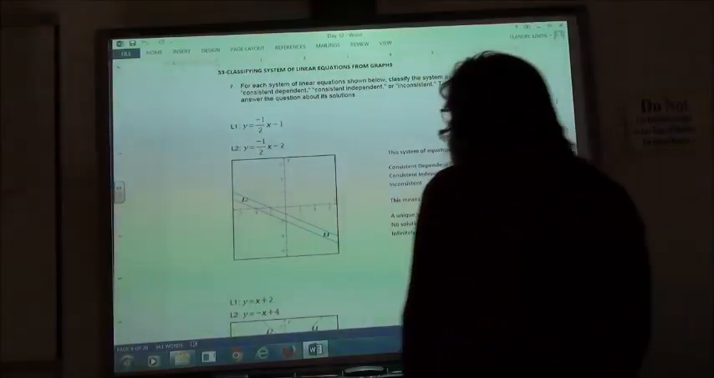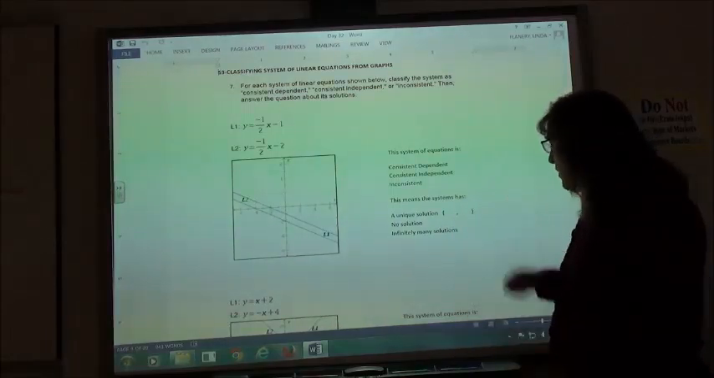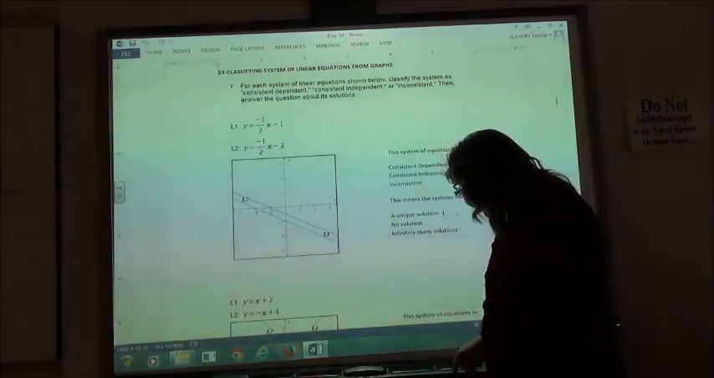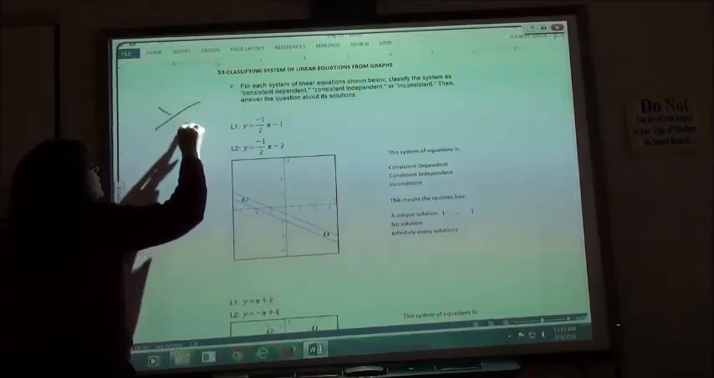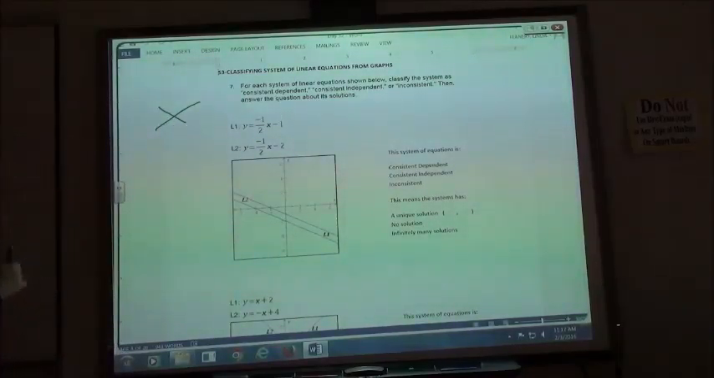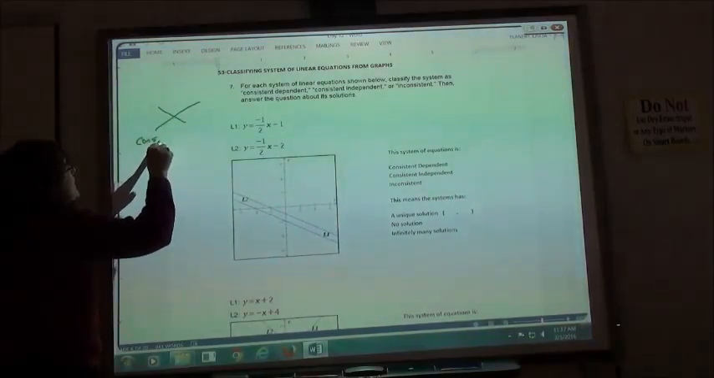7, 8, and 9 are classifying systems of linear equations from graphs. We're going to do systems of equations that are two lines. If I have two lines, there are three different ways I can draw two lines. One way is just to have one line that intersects with another line. If one line intersects with another line, it's called consistent because it has an answer.